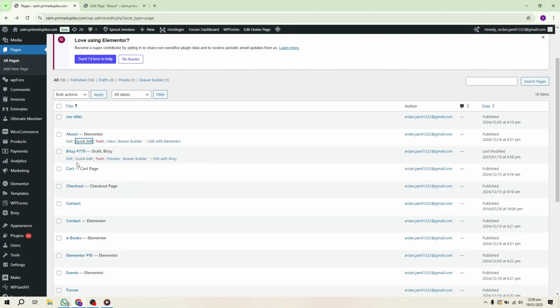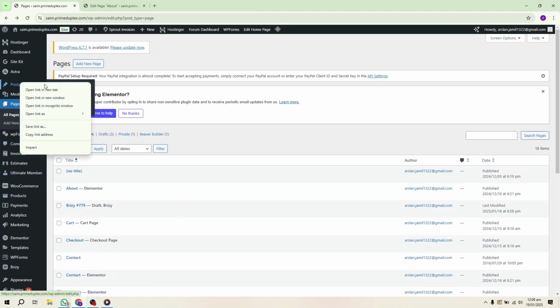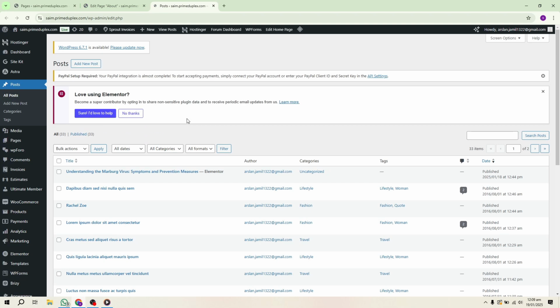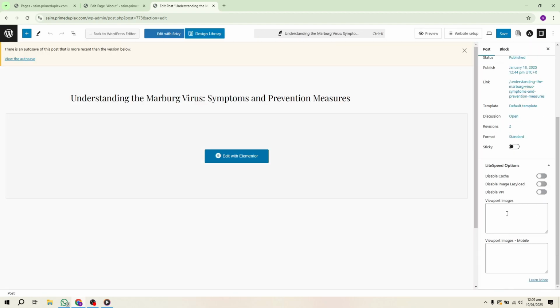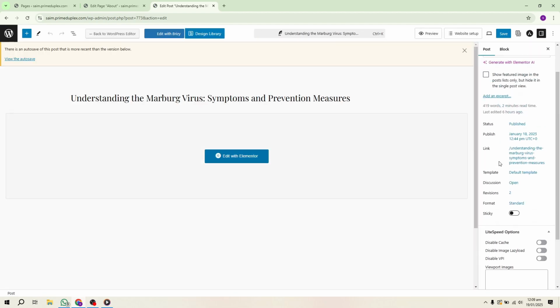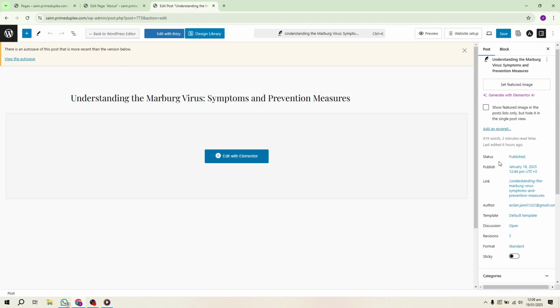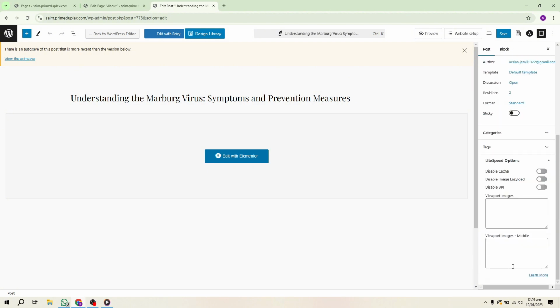Here's an example to help you understand the difference. Imagine your website is a library. Pages are like permanent sections of the library, such as the entrance, reading room, or information desk. They remain the same and provide essential, fixed information. Categories, however, are like labeled bookshelves that group books by genre or topic. The books on the shelves can change as new ones are added, but the categories help visitors find what they're looking for.